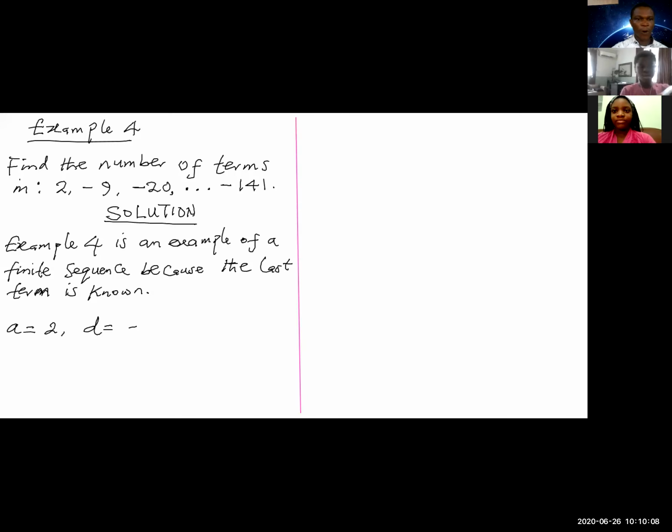All right, so example 4 is an example of a finite sequence, as I said, because we know the last term. So we can proceed now to find the number of terms. It's not always terms they can ask us to find. They ask us to find the number of terms. So we have minus 20, third term, minus into minus 9, and that will give us our d is equal to minus 20, minus minus is plus, so therefore our d is equal to minus 11.